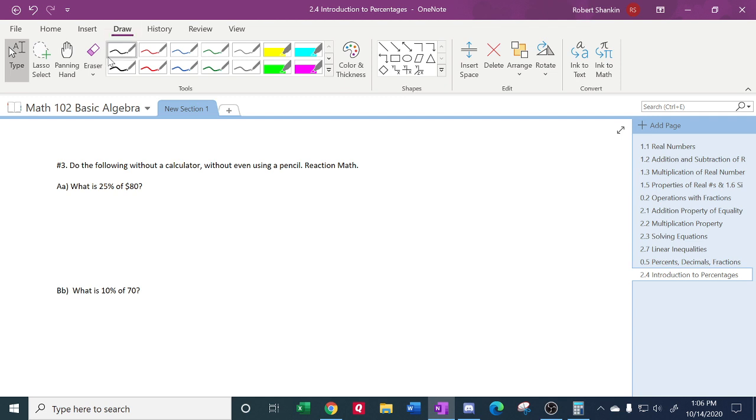Alright, and hopefully you came up with, well, 25% is the same as 1/4. And 1/4 of 80, I can just kind of say, oh, that's $20. 10% of 70. So 10% is 10 over 100, which reduces to 1/10, which just moves the decimal point one place to the left. And so it's 7. So we get used to just doing some quick mental math like this.